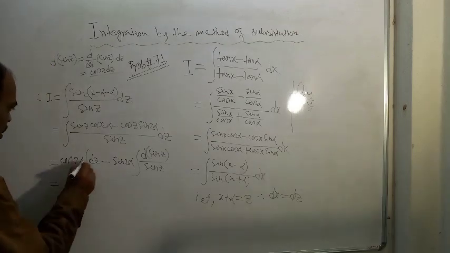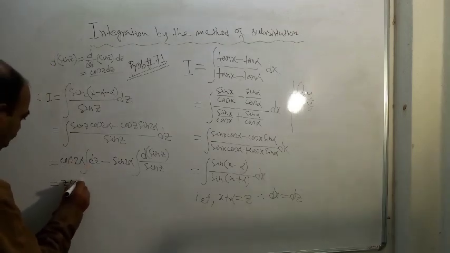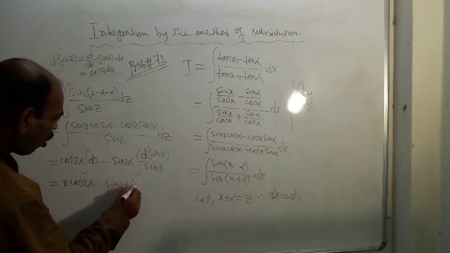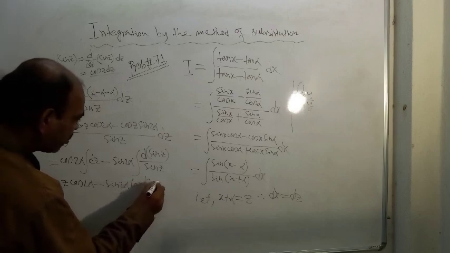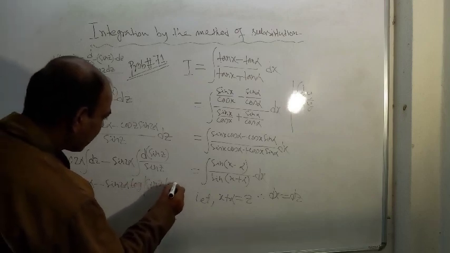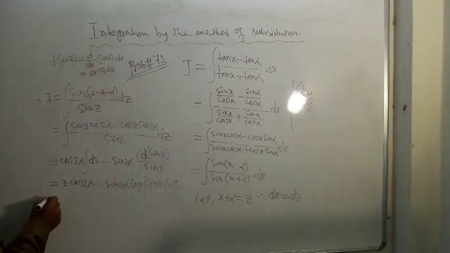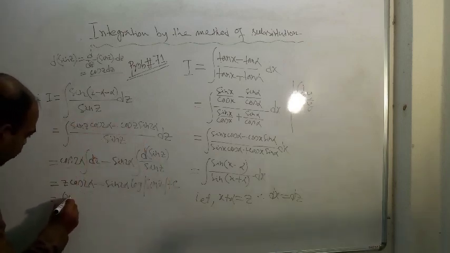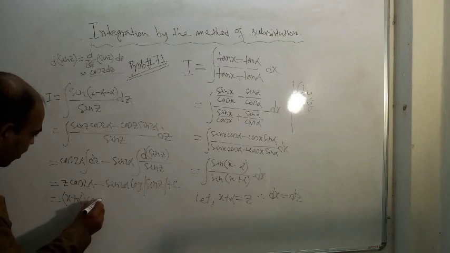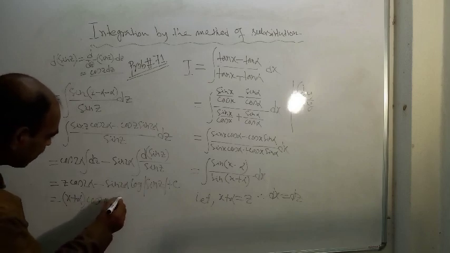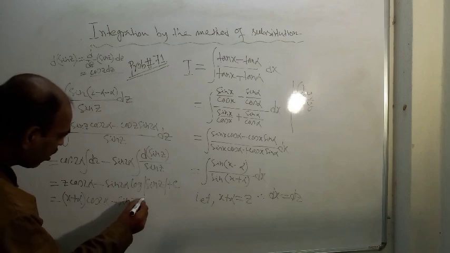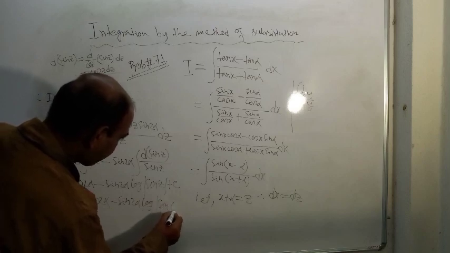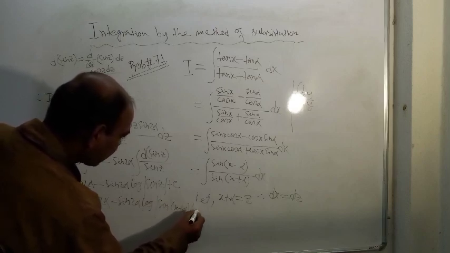So here we are getting z cos 2 alpha, and from here we are getting sin 2 alpha into log of mod sin z, plus a constant of integration c. And z is x plus alpha. So (x plus alpha) cos 2 alpha minus sin 2 alpha log of sin (x plus alpha) plus this c.